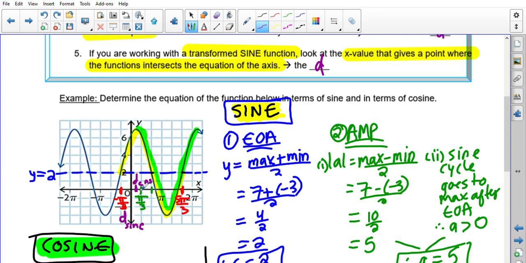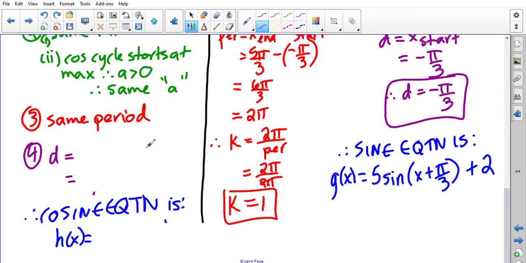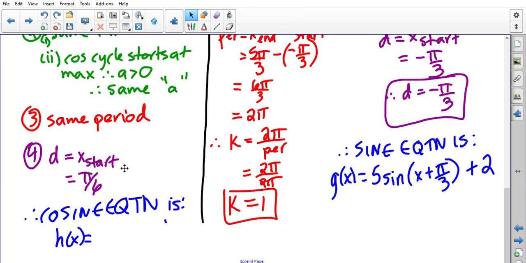So if 1 square is pi over 3, then we have to do pi over 3 divided by 2 to see what half a square is. Pi over 3 divided by 2 is pi over 6. So that means cos starts at d equals pi over 6, the start of the cycle. So that means the cosine equation is going to be, and you're going to see very similar to this one, just different d value, 5 cos x minus pi over 6 plus 2.